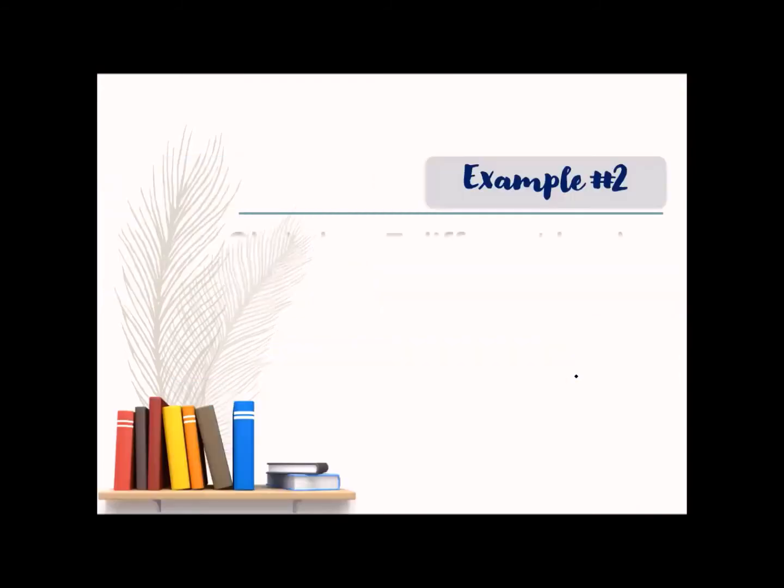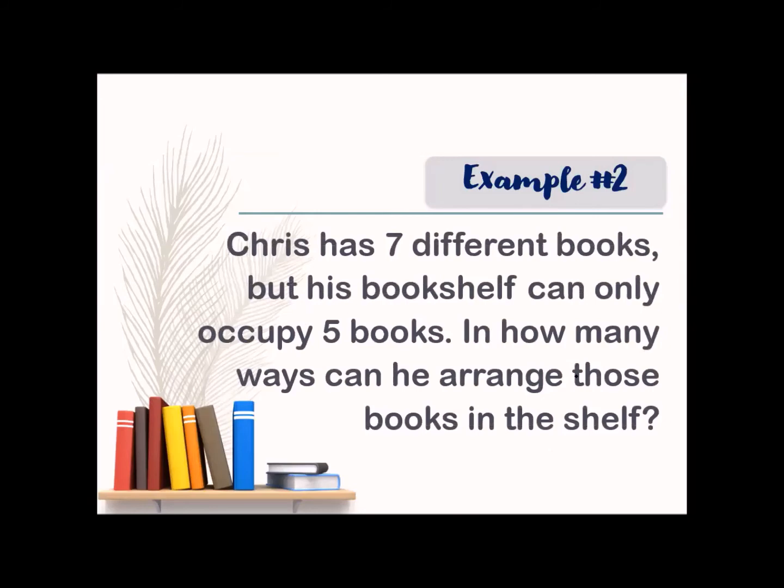Let me proceed to the next example. And this is a different way. Chris has 7 different books, but his bookshelf can only occupy 5 books. In how many ways can he arrange those books in the shelf? So, ang kailangan nating i-take note dito ay ilang libro ang meron siya. Okay? So, sabi, 7 different books. Kaya lang, 5 lang daw ang kasya doon sa bookshelves. So, kung kukuha siya, tapos ibabalik rin niya, at kung ayusin niya in different ways, ilan lahat yun?